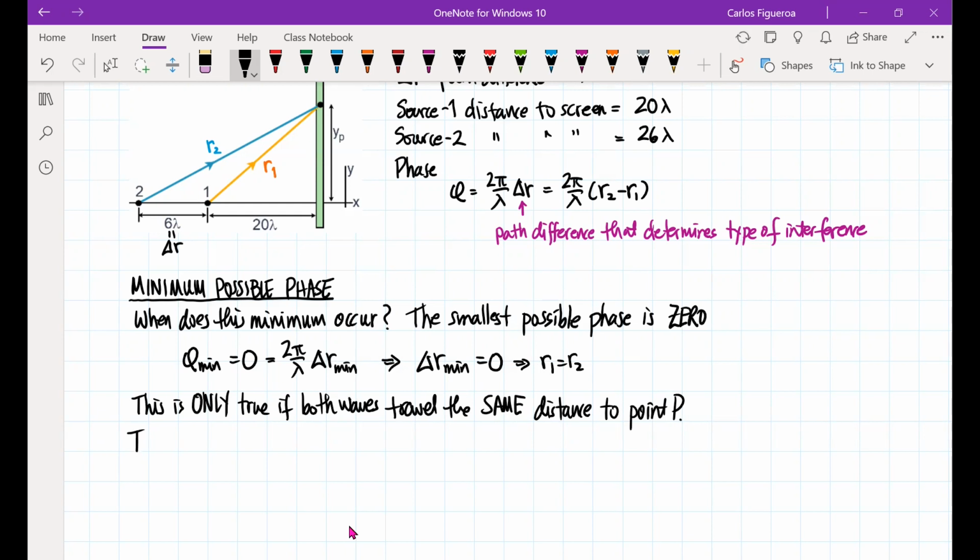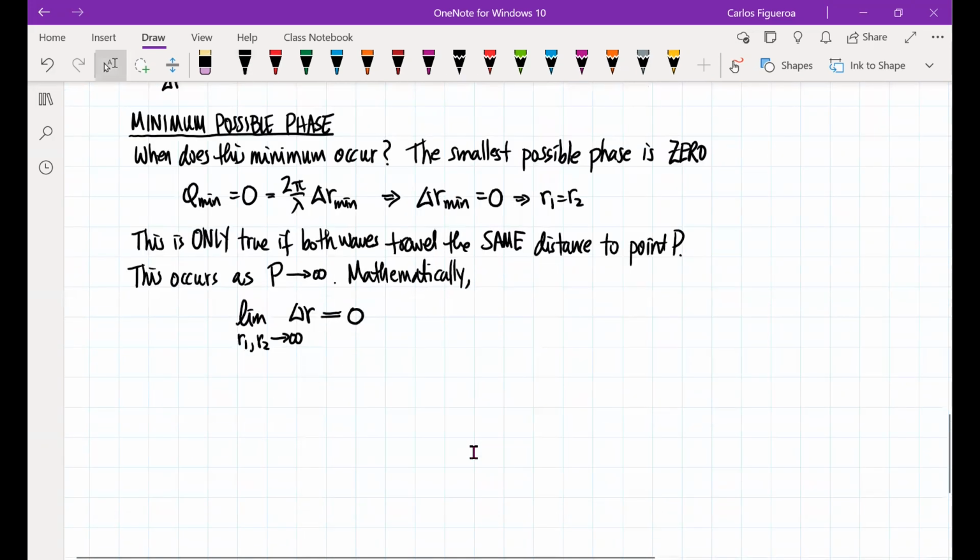So this occurs as P approaches infinity. So that means that mathematically, what we're saying here is that in the limit as R1 and R2 approach infinity, then delta R goes exactly to 0. That's the only way that could be true.